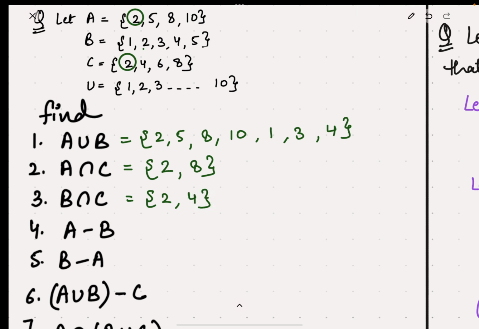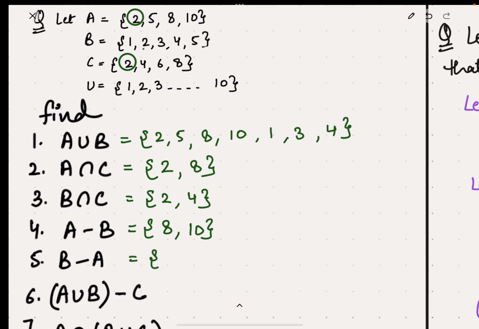Next we have A minus B. A minus B will be just writing down all the elements that belong to A only and do not belong to B. So firstly, 2 is also present in B, so don't write it. 5 is also present in B, don't write it. So the answer will be 8 and 10, because these two elements belong to A only.